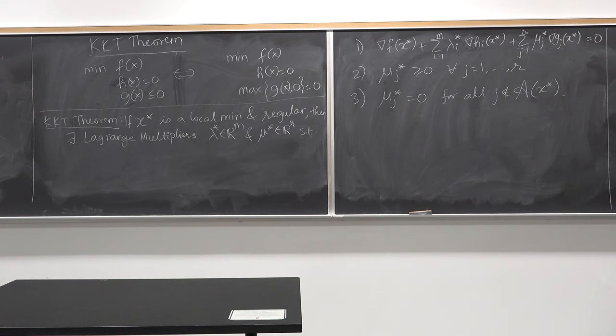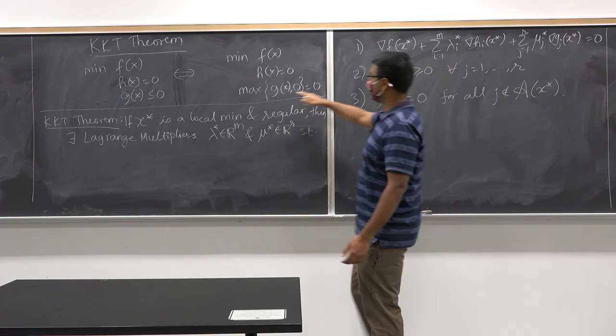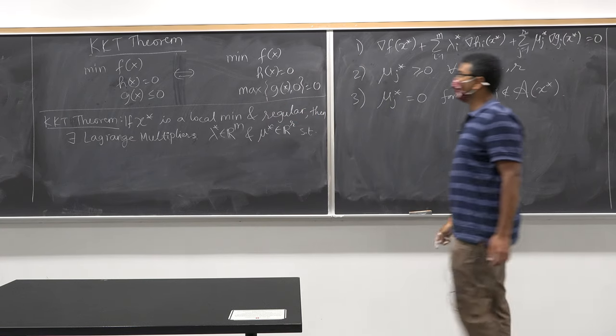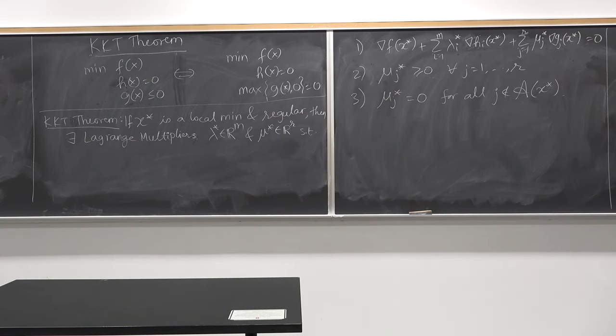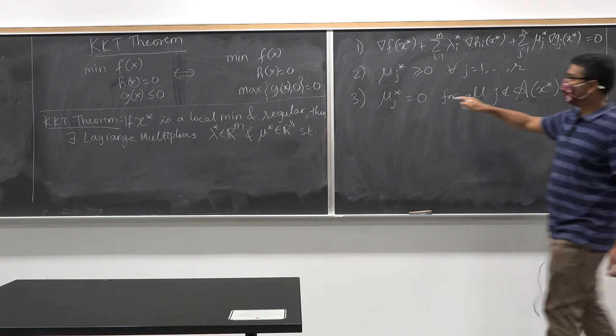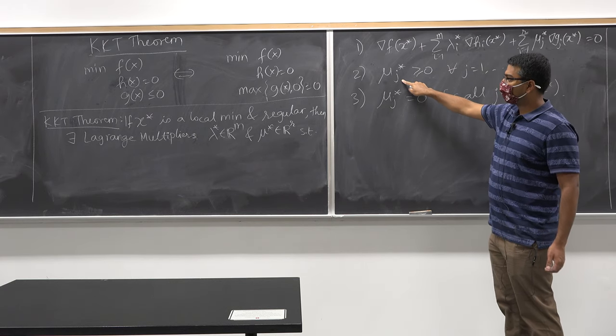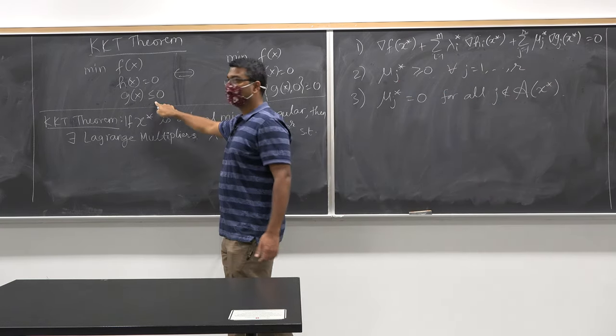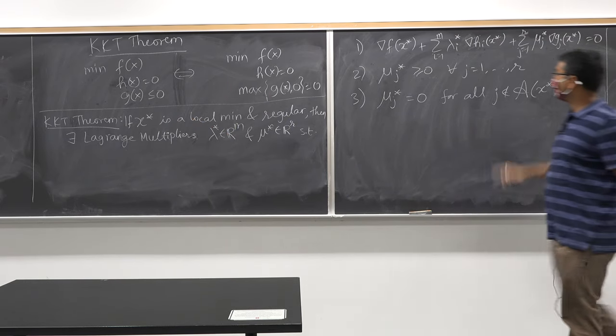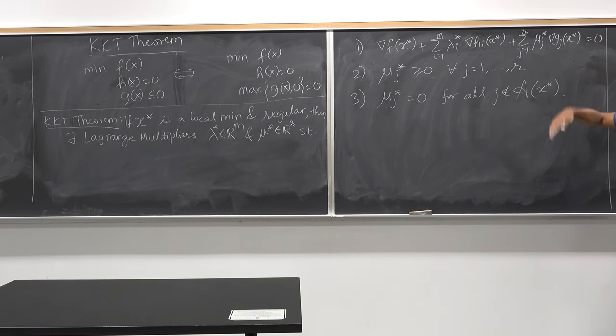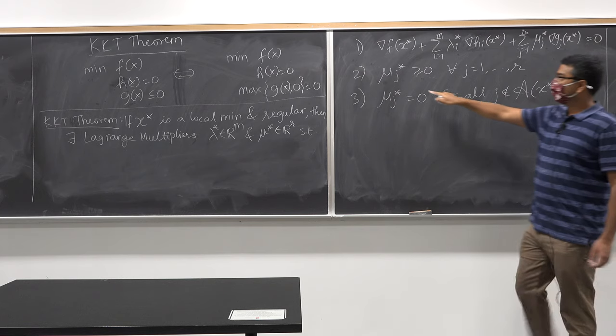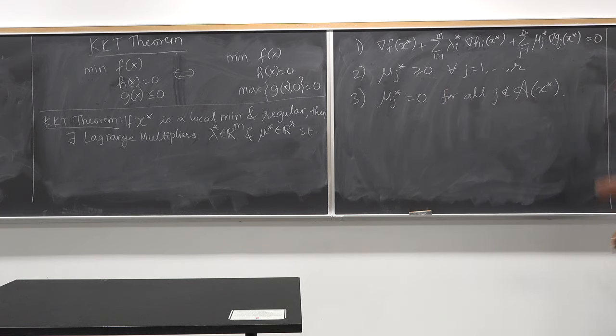And it's not surprising because the way you get to this expression is using this particular result, that particular formulation for the optimization problem. But there are two new things that we see here, which is point number two and point number three. Point number two is saying that my Lagrange multipliers corresponding to the inequality constraint are non-negative for all j, okay? So no matter which j you pick, mu j star is going to be greater than or equal to 0.